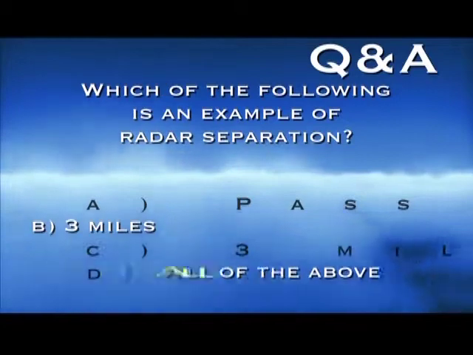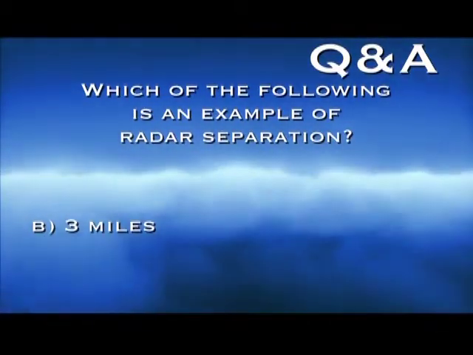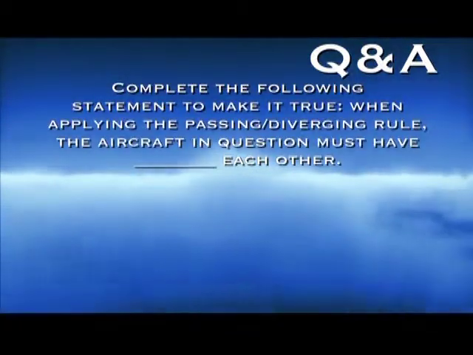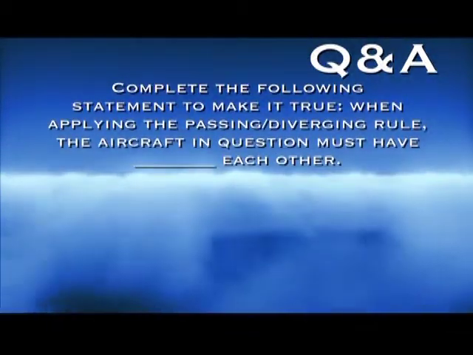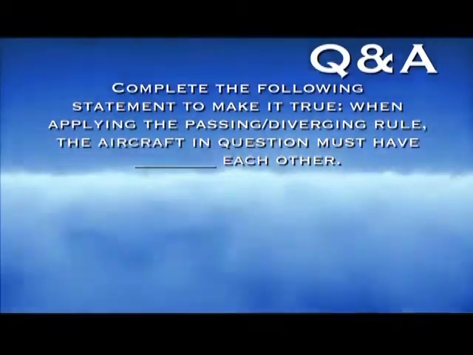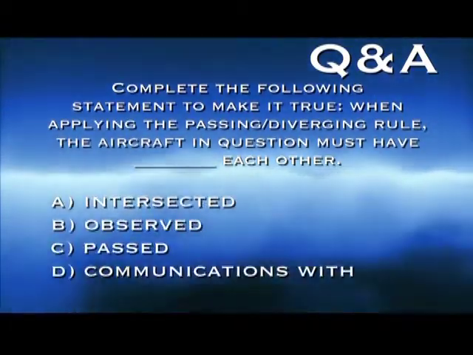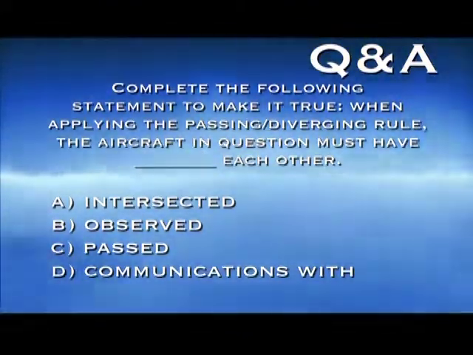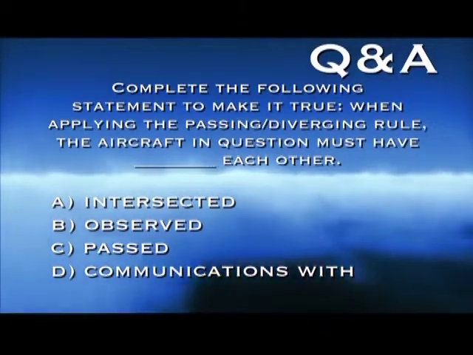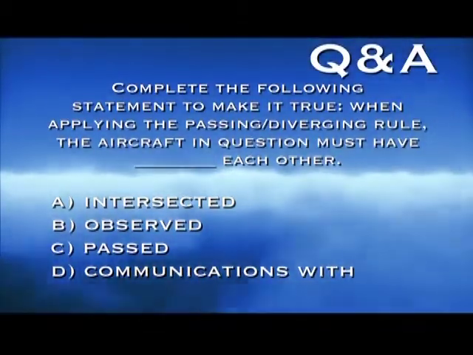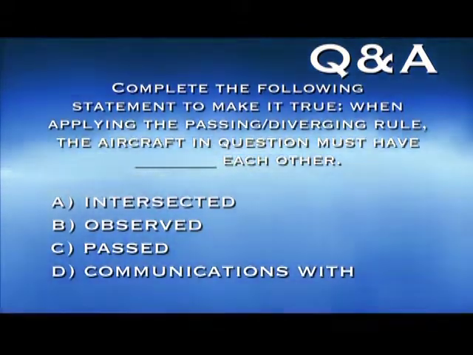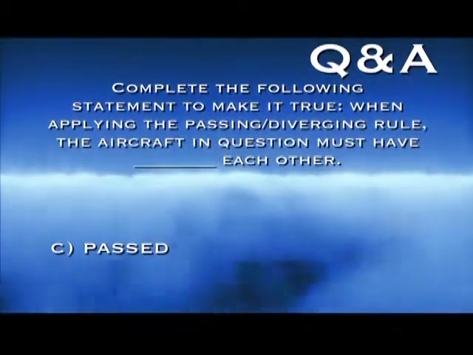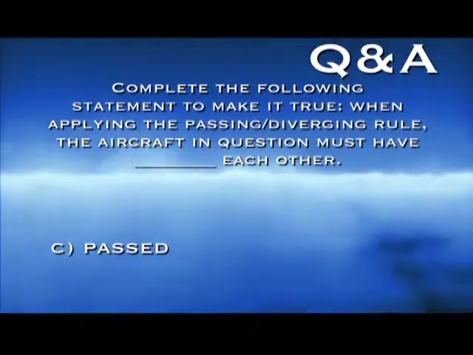The correct answer is B. Radar separation refers strictly to mileage as observed on a radar display. Complete the following statement to make it true. When applying the passing or diverging separation rule, the aircraft in question must have blank each other. A. Intersected. B. Observed. C. Passed. Or D. Have communications with? The answer is C. The aircraft must have passed each other in order to apply the passing or diverging separation rule.